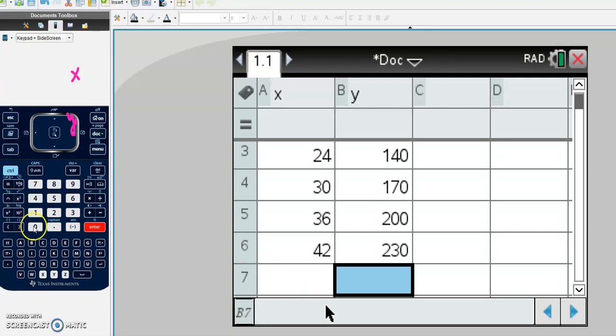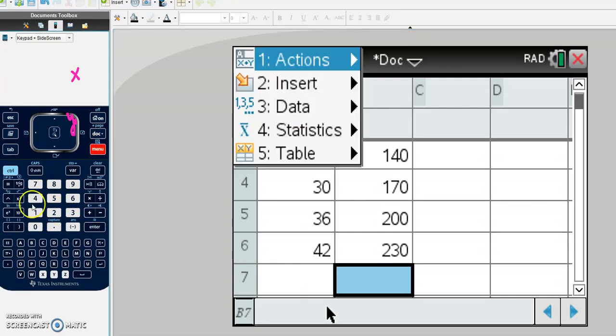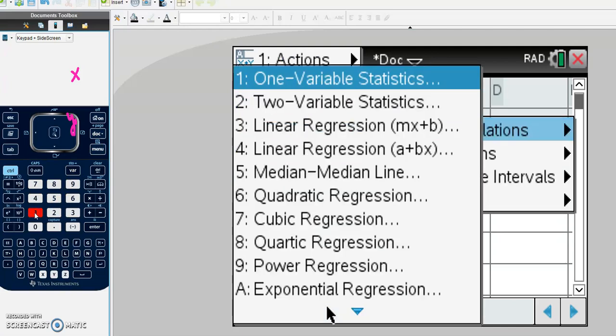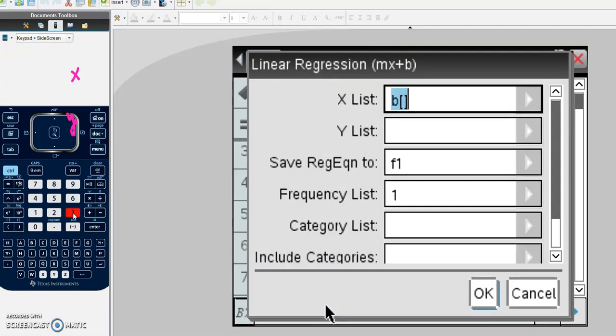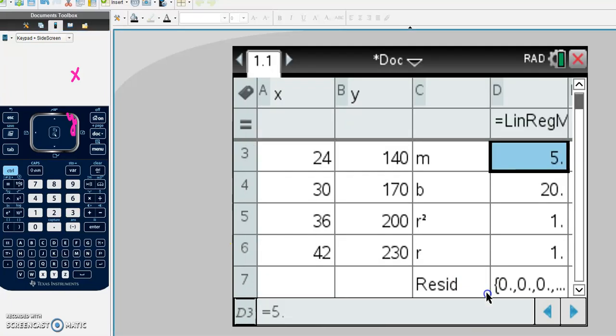Once we're there, we go to menu, 4, 1, and 3, and we'll put an X and then a Y. Then we can hit enter, just go to OK. Okay, so we can see that my slope, M, is 5, and my y-intercept is 20.